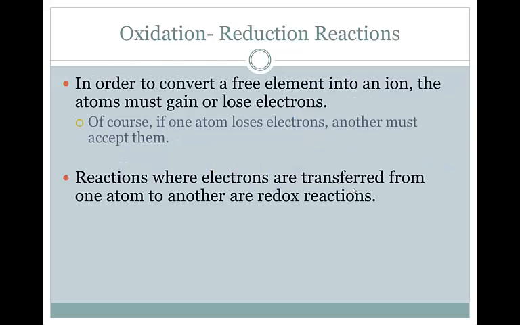In order to convert a free element into an ion, which we've done several times when we've done ionic compounds, by looking at the periodic table, plus 1, plus 2, plus 3, minus 3, minus 2, and so on, those numbers had to come from somewhere, and that somewhere is the exchange of electrons. So those electrons have to go somewhere and they have to come from somewhere. Of course, if one atom loses an electron, another must accept it. Reactions where electrons are transferred from one atom to another are the redox reactions.